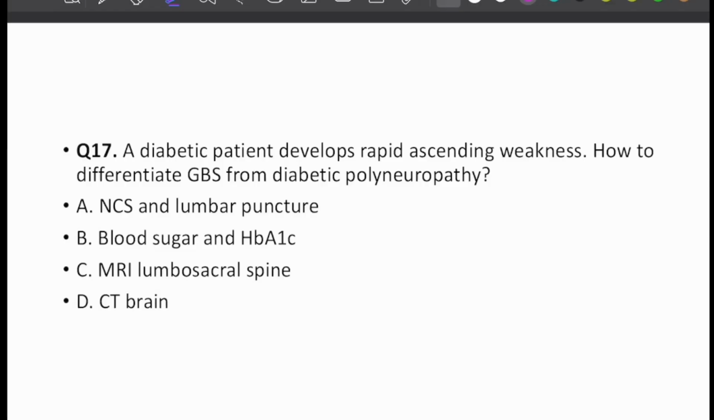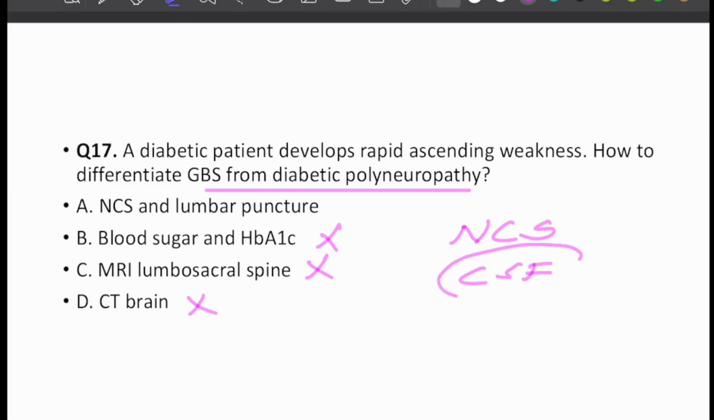A diabetic patient develops rapid ascending paralysis and weakness. How to differentiate GBS from polyneuropathy? CT brain is not useful, MRI is not useful. So two studies are useful: one is the nerve conduction studies and the other is CSF. We have already seen CSF showing albuminocytologic dissociation. Here it is the conduction block or prolonged latency. NCV shows conduction velocity is decreased.